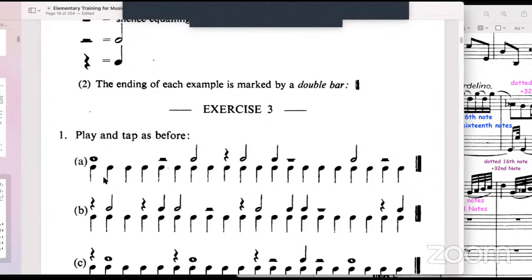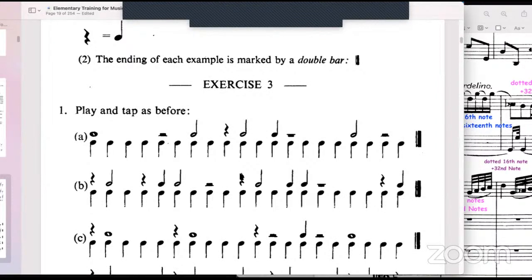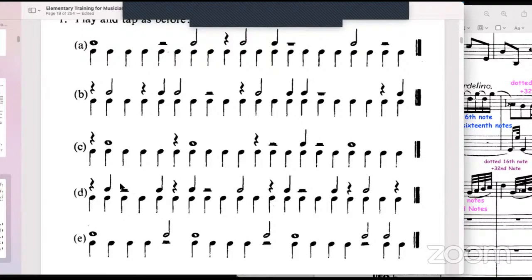Ta, ta, ta, ta. Now let us see. Ta, ta, ta, ta. Letter D of the exercise number 3.